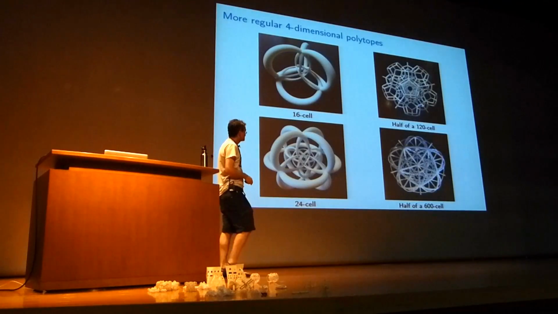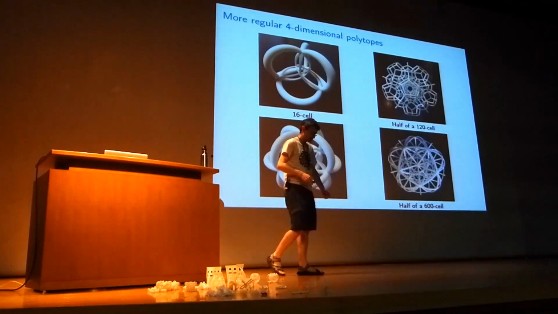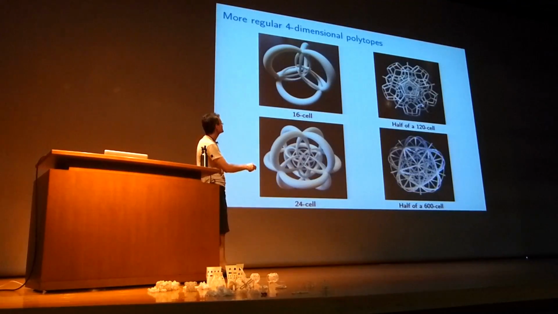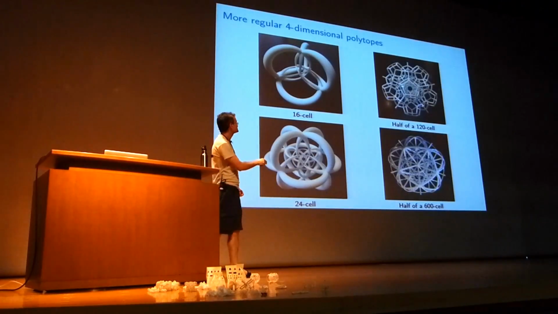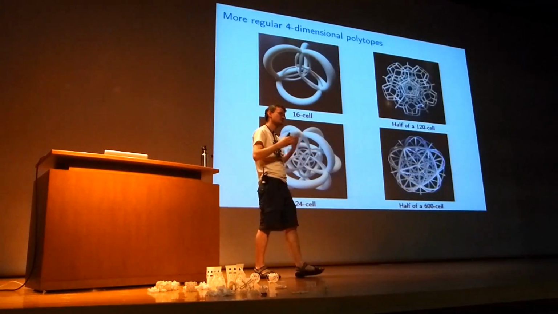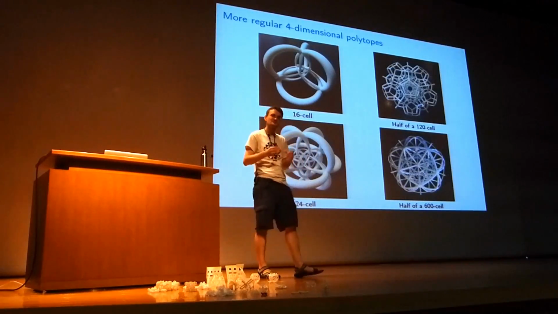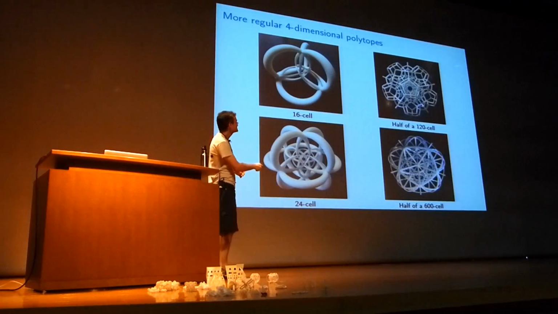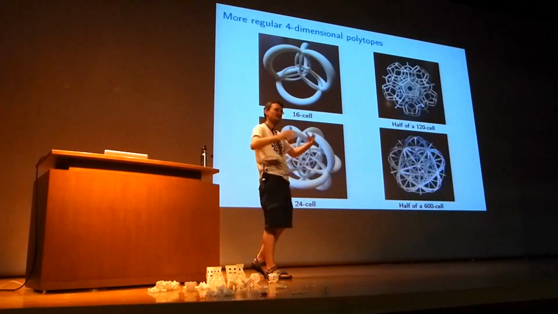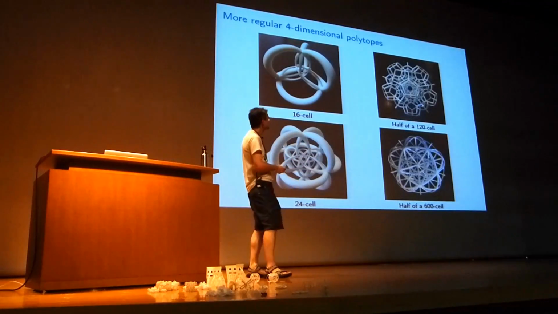So once you've done the Hypercube, you can do all of the other 4-dimensional polytopes in the same way. Let me just mention, this is half of a 120 cell. So 120 cell is a 4-dimensional polytope with 120 dodecahedral faces. This is only half of it. It's cut off along the equatorial 2-sphere, because otherwise it would be very, very big and expensive to print.